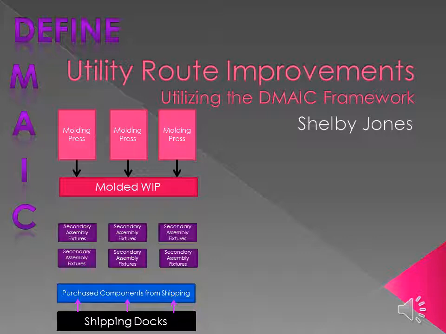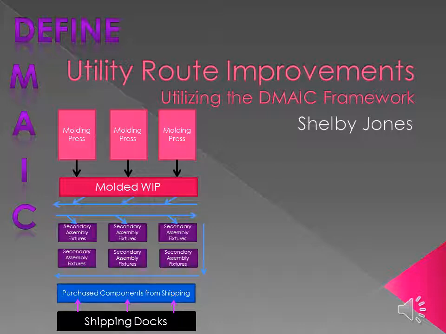The route consists of picking up parts from molded WIP and then delivering those parts by way of chutes and rolling racks to the secondary assembly machines so that the operators that operate the secondary assembly machines can easily access them for processing.